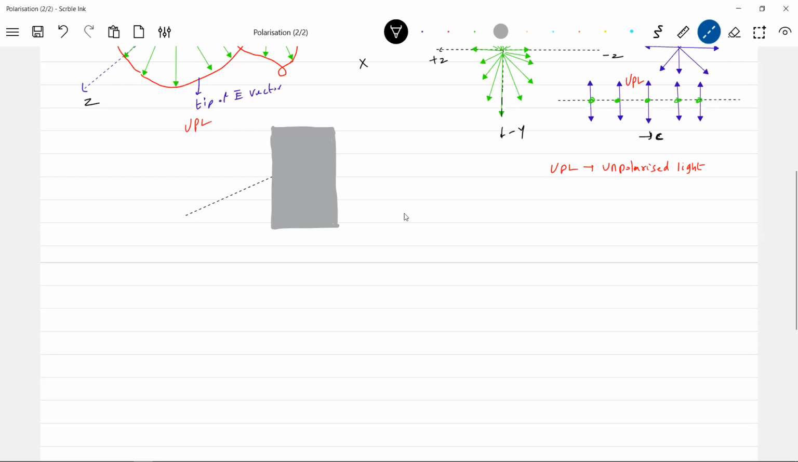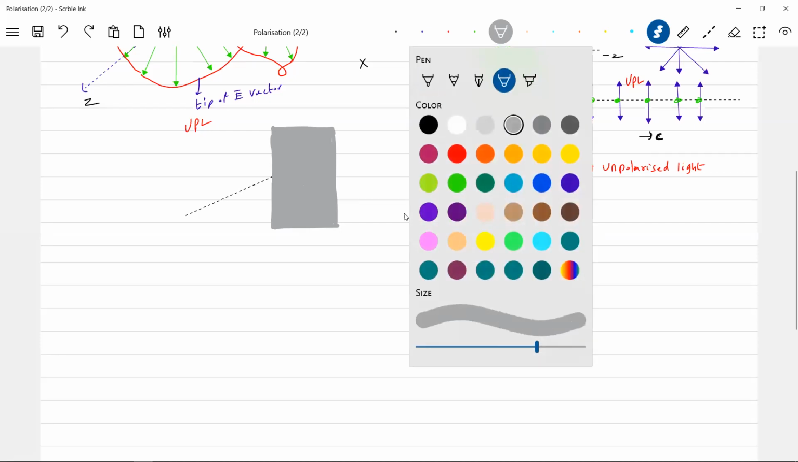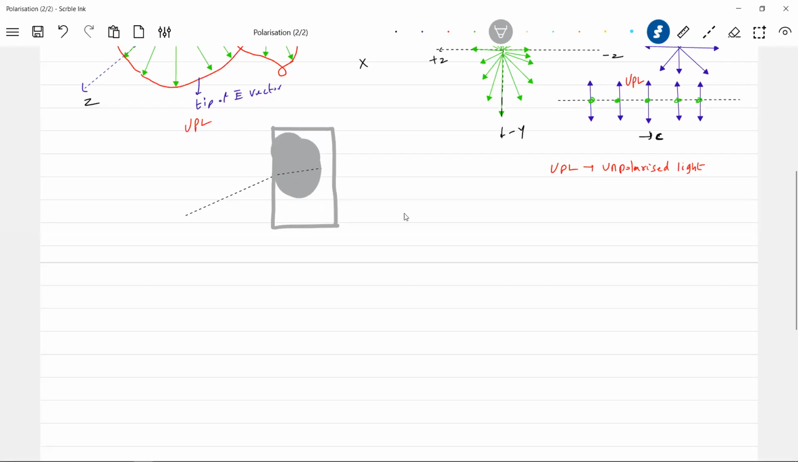it will undergo. I'll shade again. No, what is unpolarized light? Unpolarized light is this one. Will anything happen to it? Nothing will happen. It just goes as unpolarized.